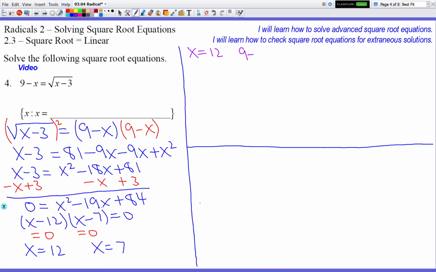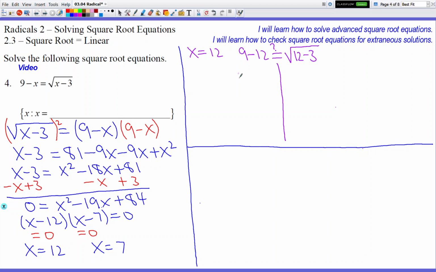So you got 9 minus 12 equals question mark square root of 9 minus 3. Is that correct? No, I'm sorry, I did it wrong. It's 12 minus 3. What am I doing? I'm looking at the wrong numbers. Okay, sorry about that. Okay, 12 minus 3. Okay, all right, so back in business.